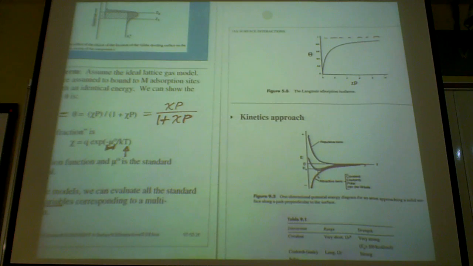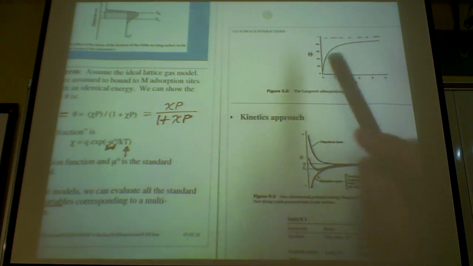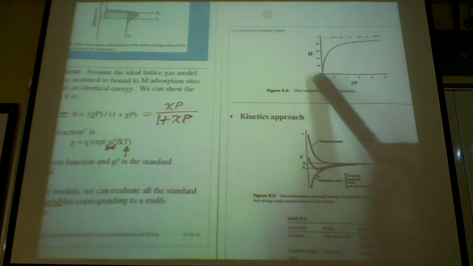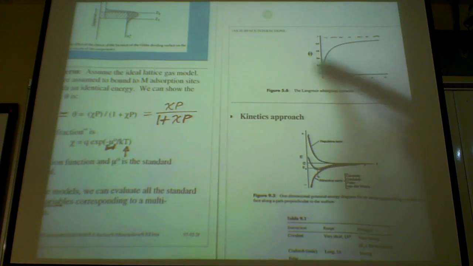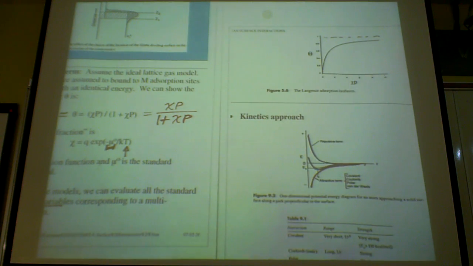And that is reasonable. Why is this reasonable? Well, because if you don't have much partial pressure, your coverage should increase very rapidly as you start to fill up more and more of your adsorption sites. It becomes harder and harder to fill them up, so it should level off.